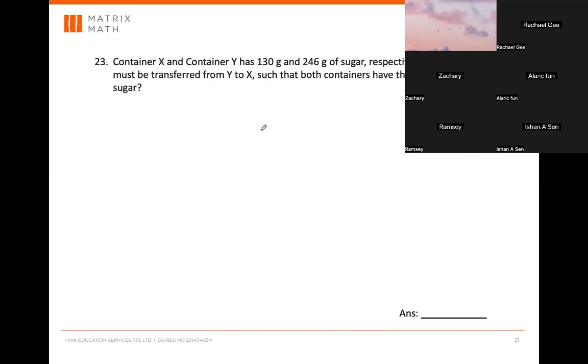Question 23: container X and container Y have 130 grams and 246 grams of sugar respectively. Respectively means that X will be 130, Y will be 246, okay? How much sugar must be transferred from Y to X such that both containers have the same amount of sugar? Okay, so you want them to be equal, to be the same. So what should we do first?